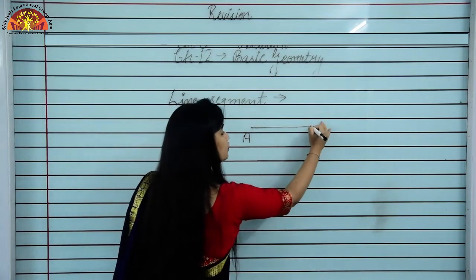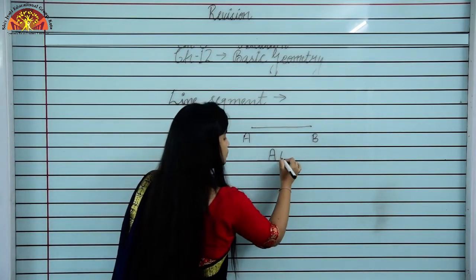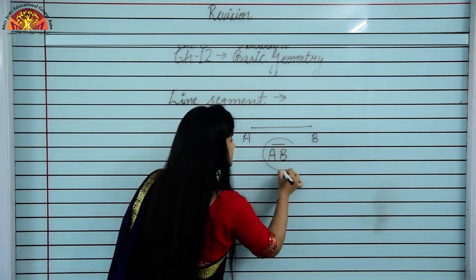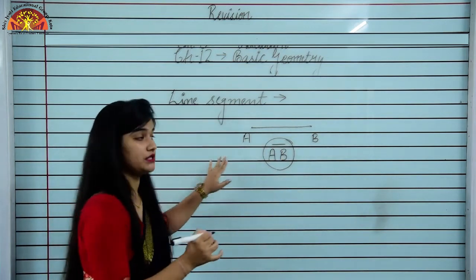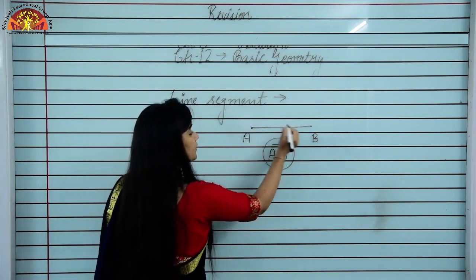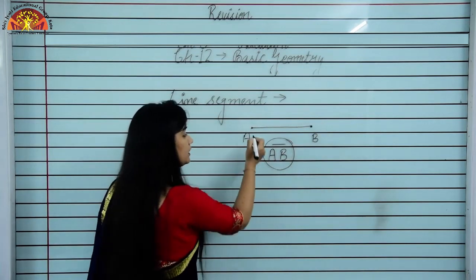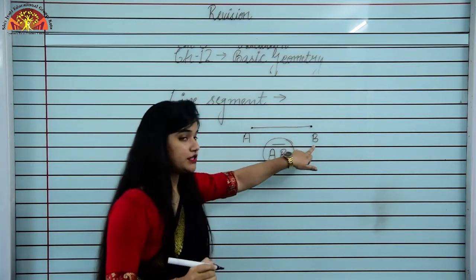And how we can show a line segment? To show a line segment, we have to write here AB and we have to show a small line here. This is the symbolic representation of a line segment. Now you can say this is a line segment and these points are showing. This is point A and this is point B.